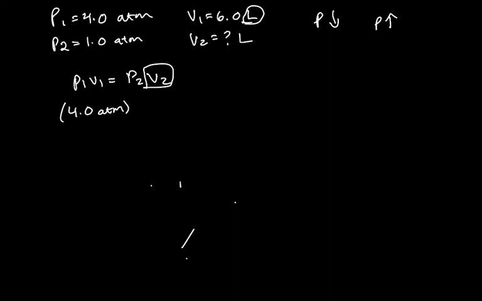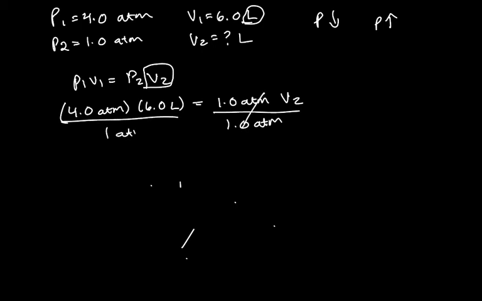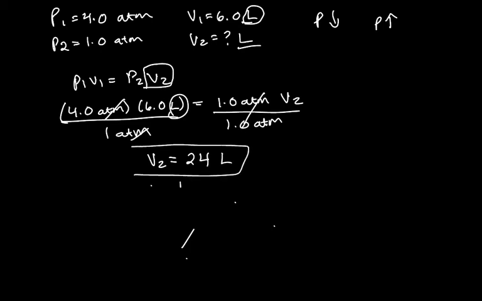So P1 is 4 atm, and V1 is 6 liters, is equal to P2, which is 1 atm, and V2 is unknown. So I'm going to divide by 1 atm on both sides. So this cancels and I'm left with liters. You see that? So my volume 2 is simply going to be 4 times 6. And so that is 24. And what are my units? Liters. All right, perfect.